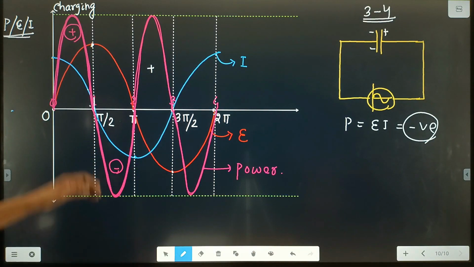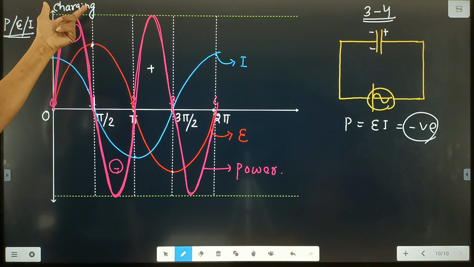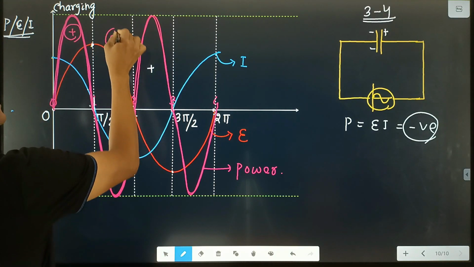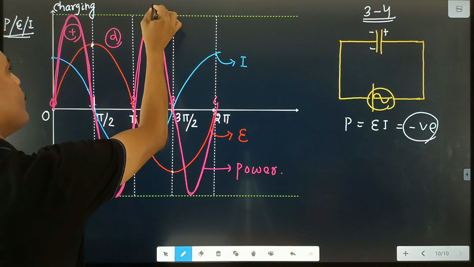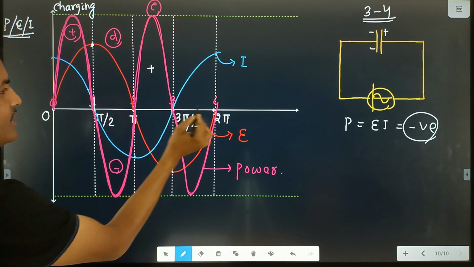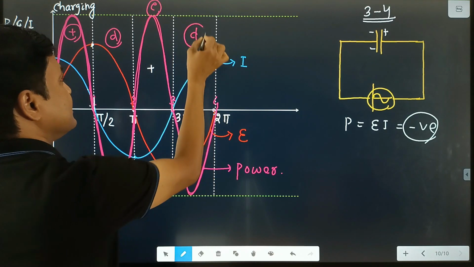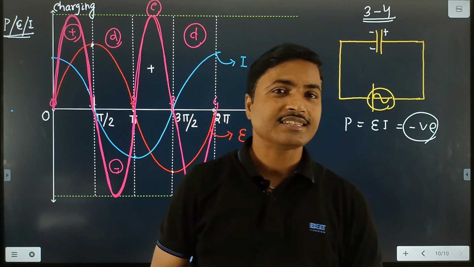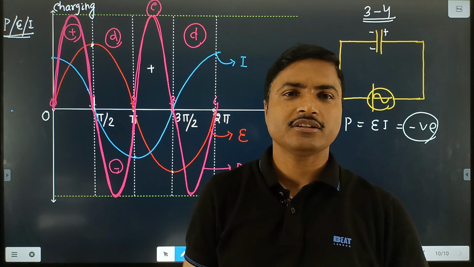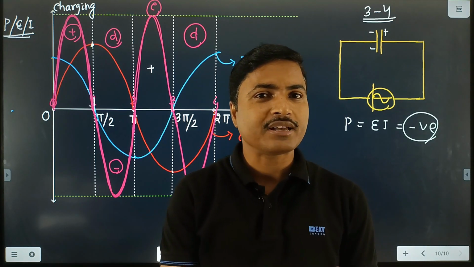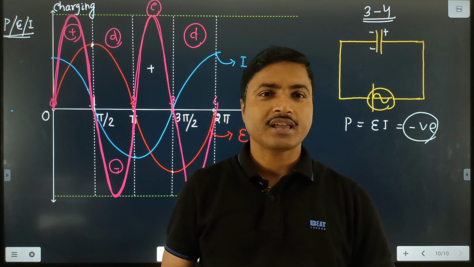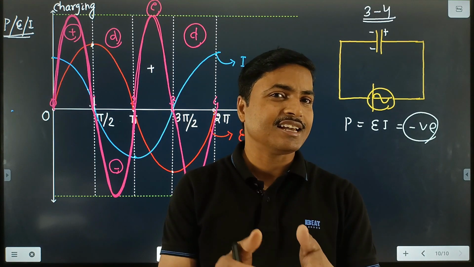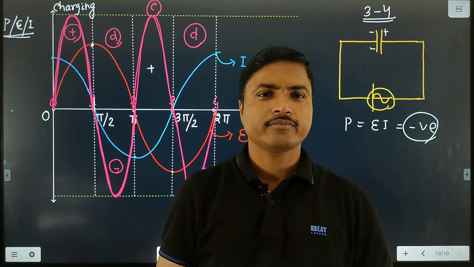Clear? That means between point 0 and 1, the capacitor is charging. Between point 1 and 2, that is discharging. Again between 2 and 3, once again charging. Between 3 to 4, once again discharging. Clear? And this is all about your AC circuit containing a capacitor only, or a purely capacitive AC circuit. In the next class, we will discuss the series LCR circuit and impedance. And thank you.